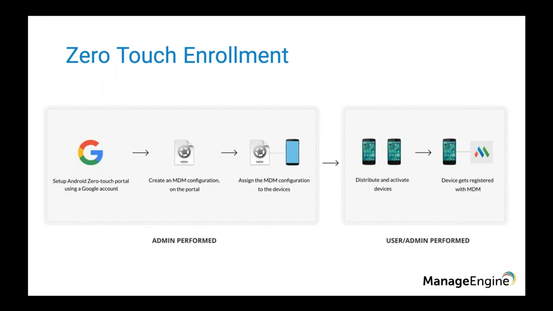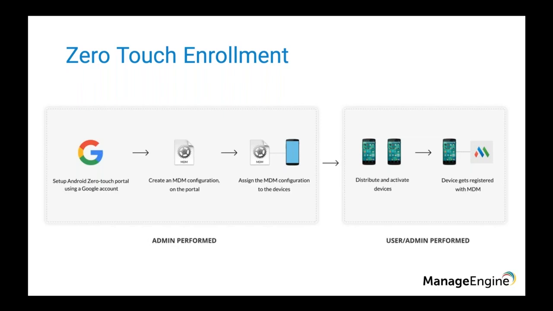So you'd find a similar process, I would call it, when you go for the zero-touch enrollment. Just like how Apple has Apple Business Manager, Google are not going to lag behind. They are going to come around with their own enrollment program, which is the zero-touch enrollment. So all you have to do is set up the zero-touch portal or the zero-touch enrollment account with Google. You would have to create an MDM configuration in that particular portal and assign the MDM configuration to the devices that you have purchased directly from Google or from well-known device vendors.